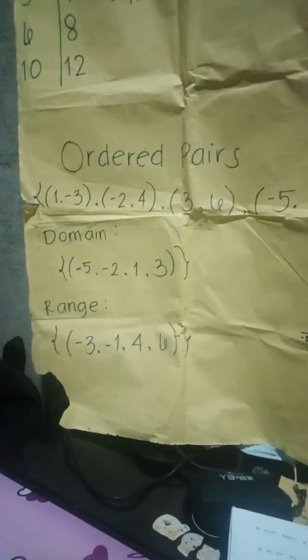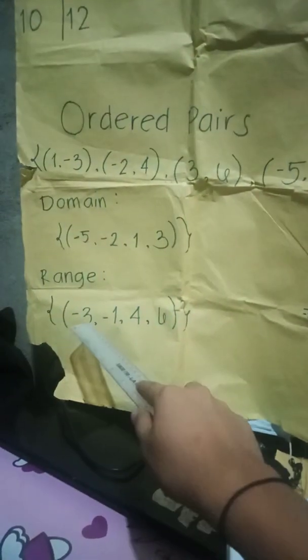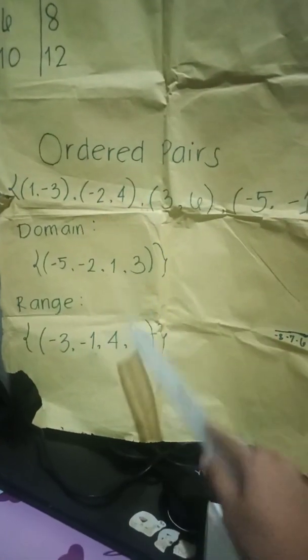Okay. So how about the range? The range numbers are the second numbers. Okay, second numbers. So there's 3, -3, 4, 6, and -1. And so you arrange it just like this. So which negative is the smallest? It's -3, right? Negative 3. So -3, -1, and then so on, 4 and 6.